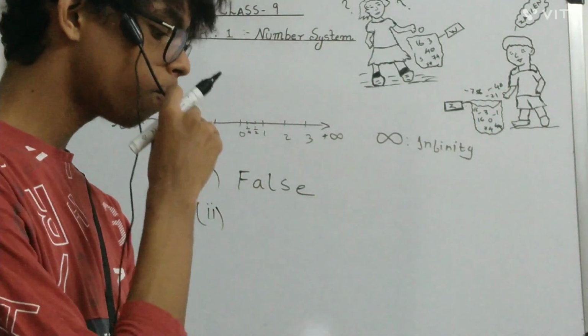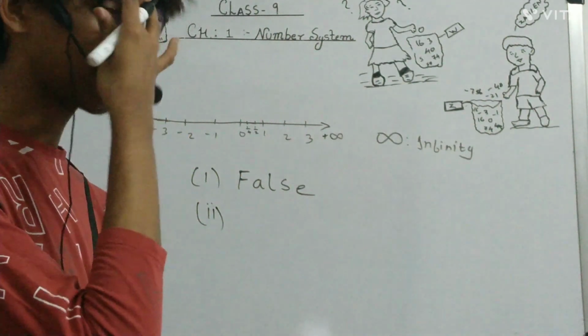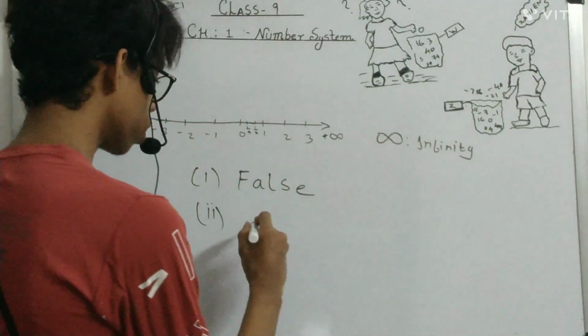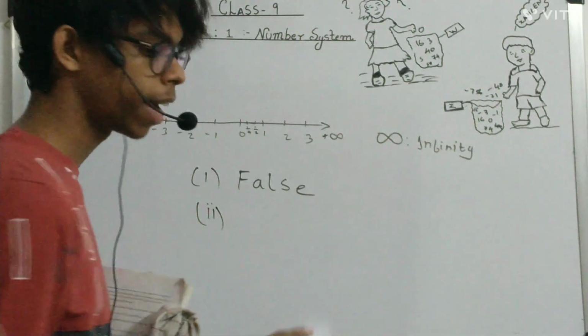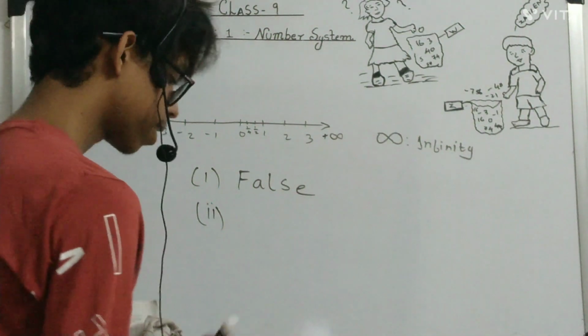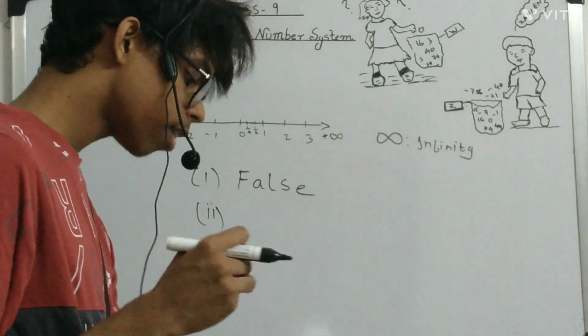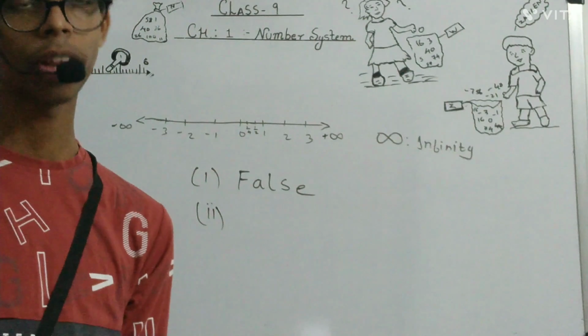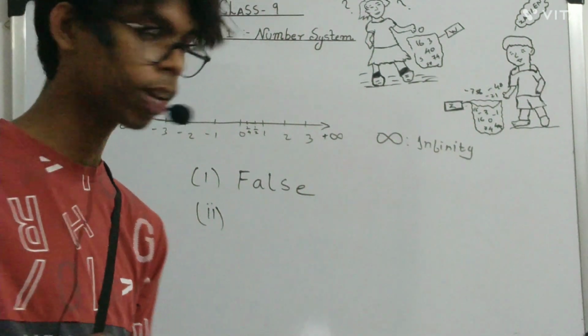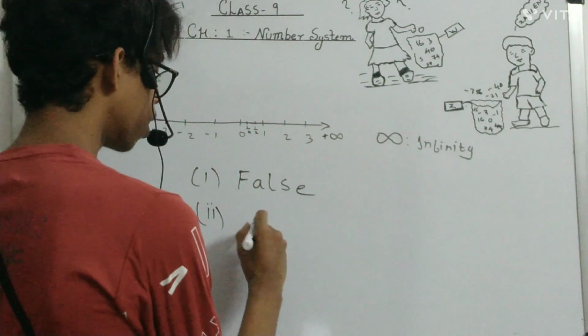Now the next question is, every integer is a rational number. Let us see. We know what integers are. Integers include the negative numbers, 0 and the natural numbers. They are saying that every integer is a rational number, and we know that rational numbers are those numbers which can be written in the form of p by q. So let us take an example and see.